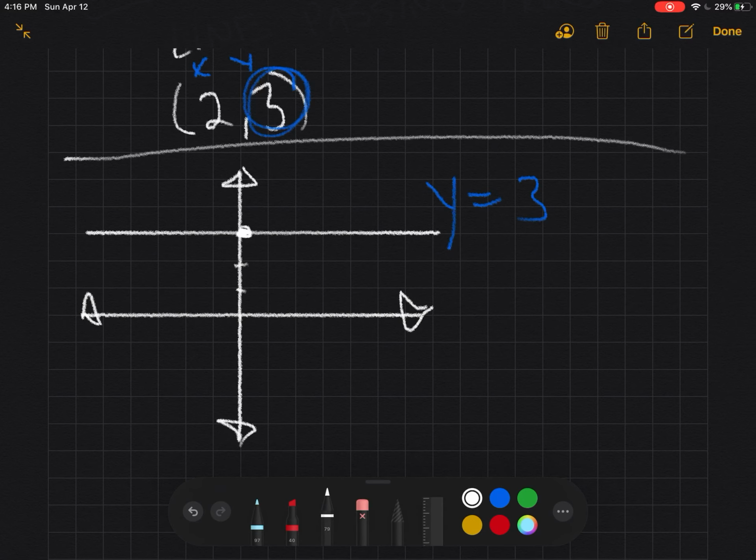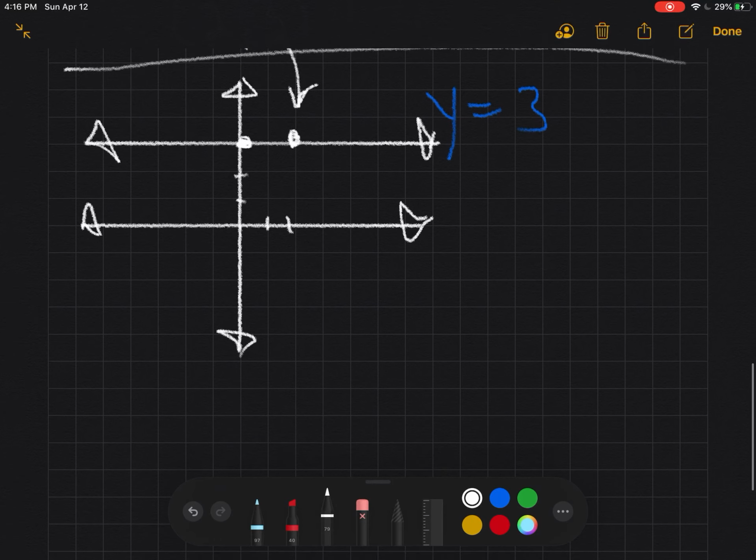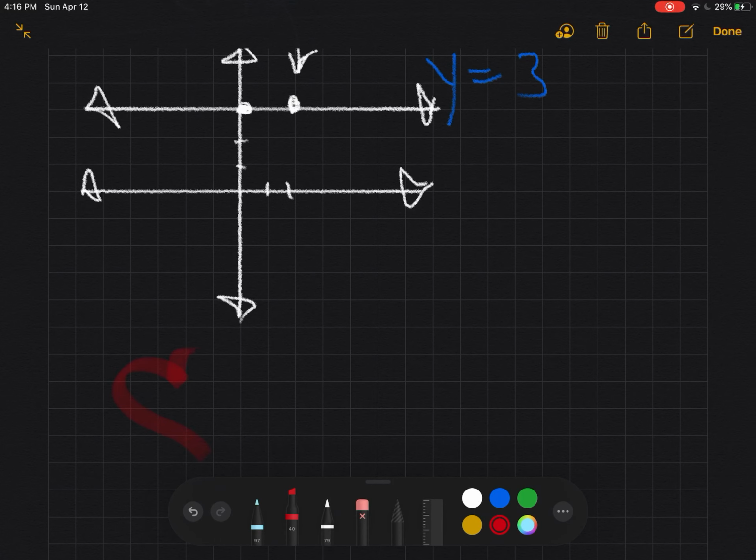So here I will find 1, 2, 3. And then my line is going to go horizontally like this. Oops, I forgot to do it in yellow. And notice that our point 2, 3 is indeed on that line. And that's how you do that.